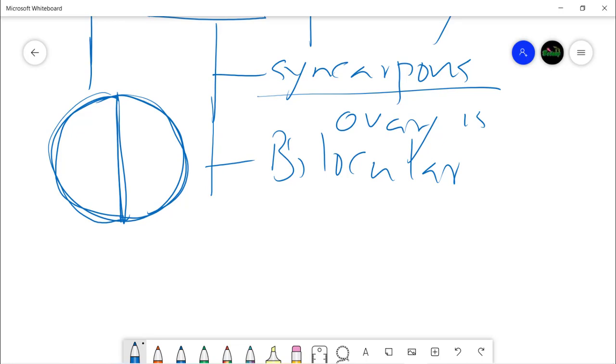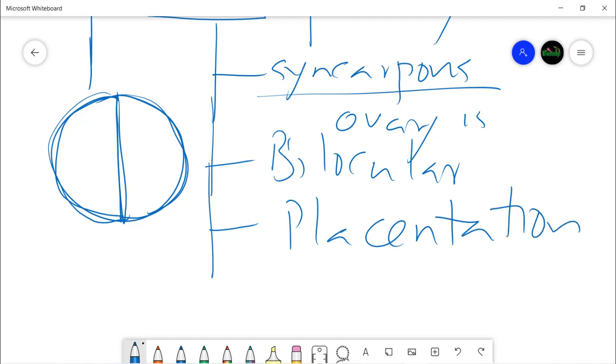So this discussion of the locules and ovules, placentation, this is all related to the ovary. So the ovary is bilocular, then comes its placentation, and you know what placentas are. The ovules in the ovary are attached to a specialized cushion-shaped tissue that is known as placenta. So placenta is a specialized tissue to which ovules are attached in the ovary wall.